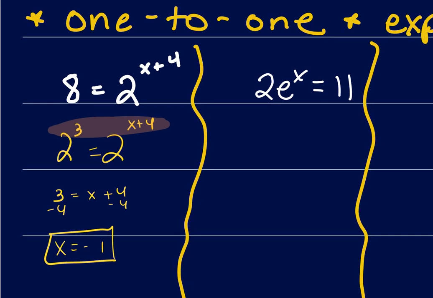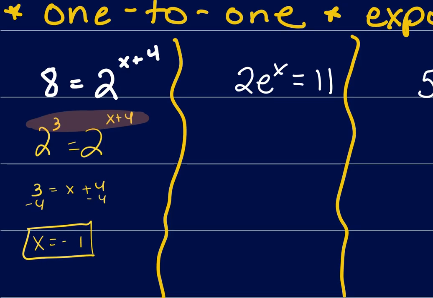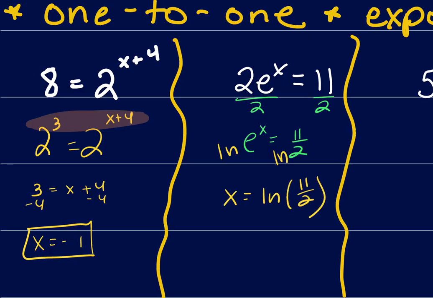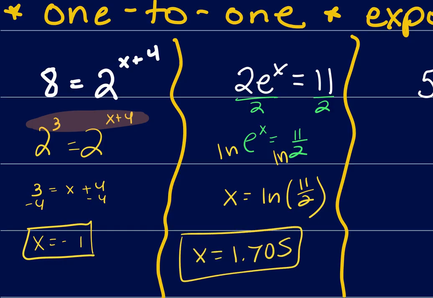So that would be on the non-calculator section. Go to the second example. What would you have to do? First, divide by 2. We want to isolate the e to the x, right? So this would be e to the x equals 11 over 2. And then what? ln both sides. So if I ln e to the x, what do I get? Good. Just x equals, and this would be ln of 11 over 2. 1.705. It's going to tell you to round to 3 decimal places.